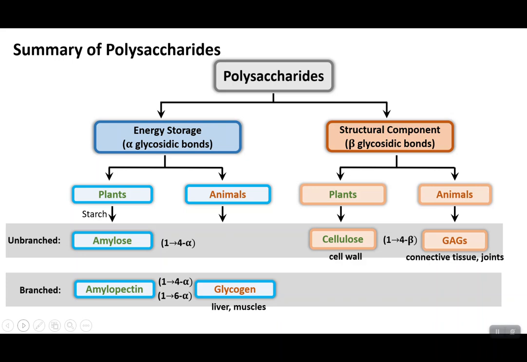All right. So here is a summary of all of the polysaccharides we talked about. Importantly, energy storage molecules are going to have these alpha glycosidic bonds. Specifically, amylose, which is unbranched, has the 1,4, while amylopectin has that 1,4, but it also has those branching points, which happen in 1,6 alpha glycosidic bonds. For the structural components in plants, we talked about cellulose, which is a major component in the cell wall, and it's what gives plants their rigidity and their support. Lastly, we talked about glycosaminoglycans, which are important in connective tissue and joints in animals.